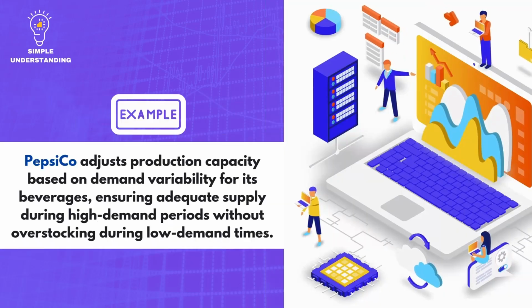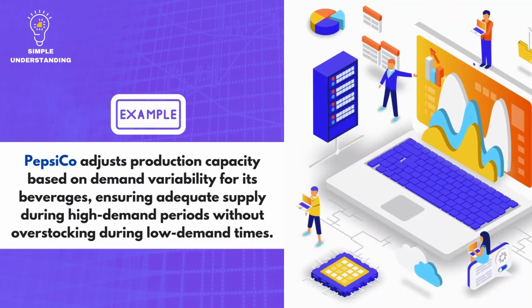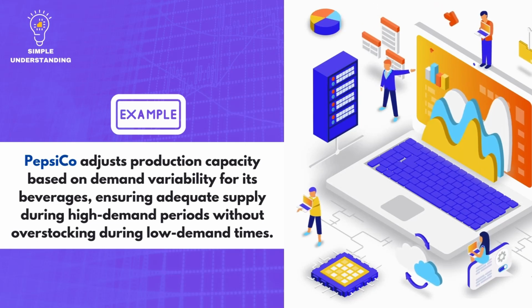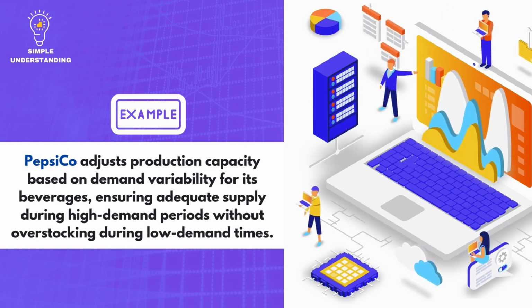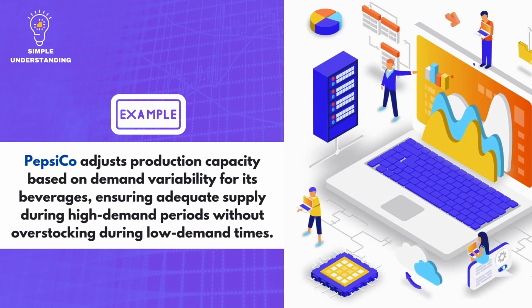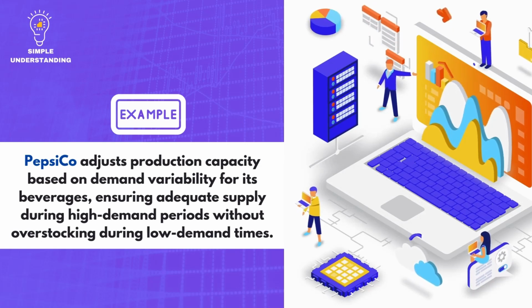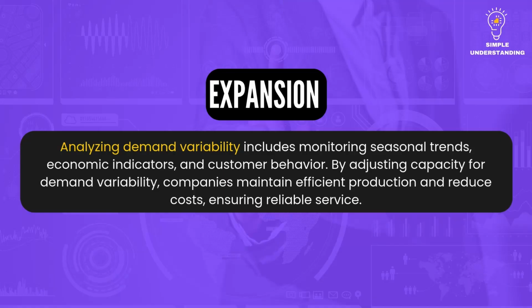Real company example: PepsiCo adjusts production capacity based on demand variability for its beverages, ensuring adequate supply during high-demand periods without overstocking during low-demand times. Expansion: Analyzing demand variability includes monitoring seasonal trends, economic indicators, and customer behavior. By adjusting capacity for demand variability, companies maintain efficient production and reduce costs, ensuring reliable service.